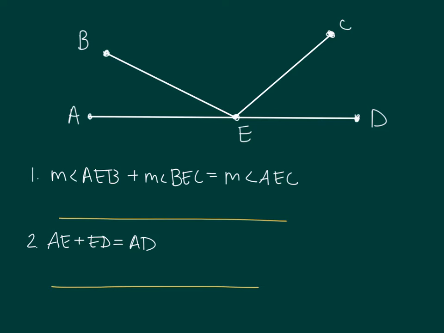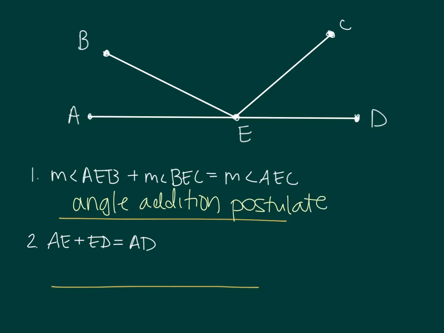Okay, so given this diagram here, we see a couple statements. Now it says in the first one, measure of AEB plus the measure of BEC equals the measure of AEC. Why do we know that? What's the reason behind it? So we know that if we take one angle plus another little one, we can make a bigger one. So this is the angle addition postulate, or just addition, either one.